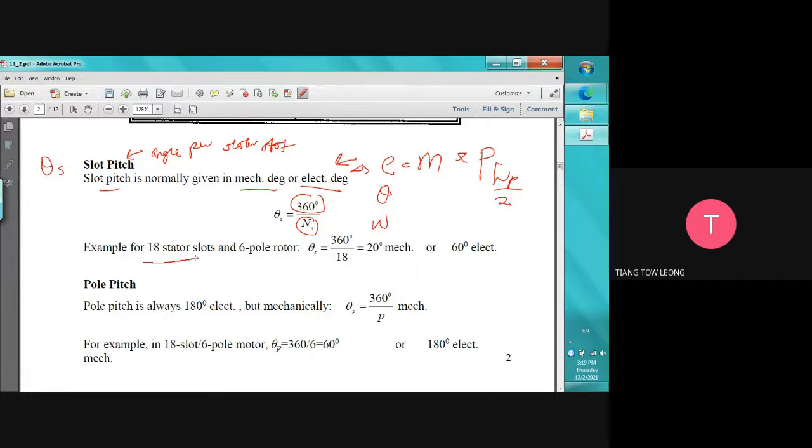So for example, we have 18 stator slots. So we use 360 divided by 18, then we have 20 mechanical degrees. After that, this 20 mechanical degrees times pole pair. Pole pair is the number of poles divided by 2, which is 6 poles divided by 2. So we have 20 times 3 becomes 60 electrical degrees. So one is mechanical degree, one is electrical degree.